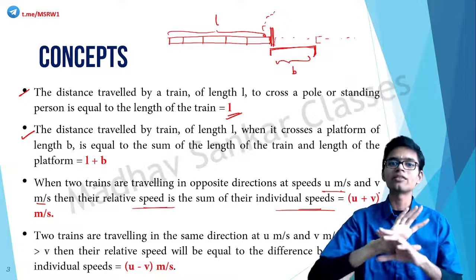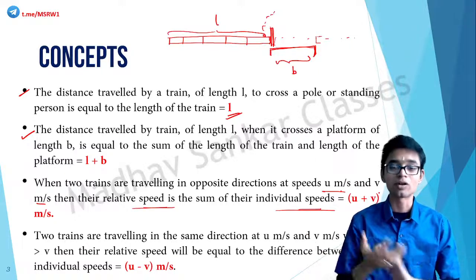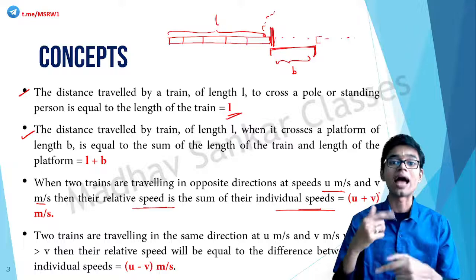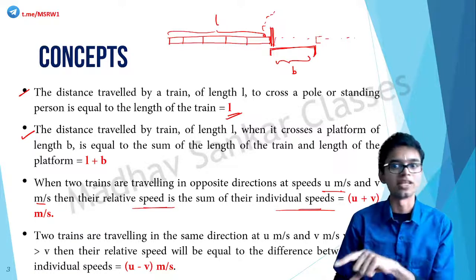Correct? It will appear way faster than it actually is. Why? Because the relative speeds of these two bodies are adding up. Got it? So the answer is u plus v.